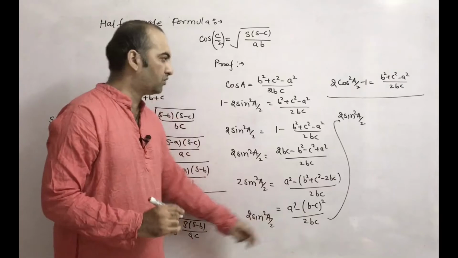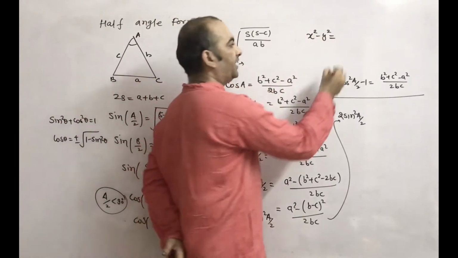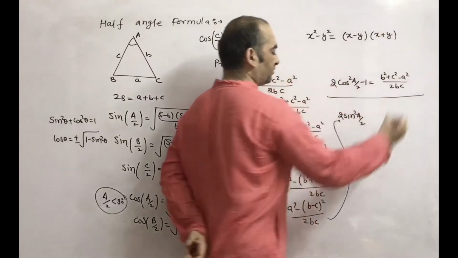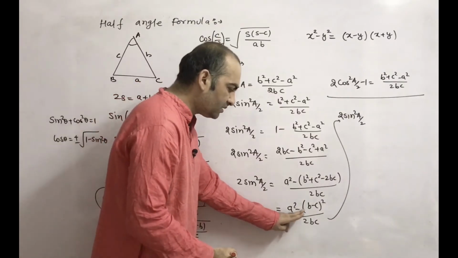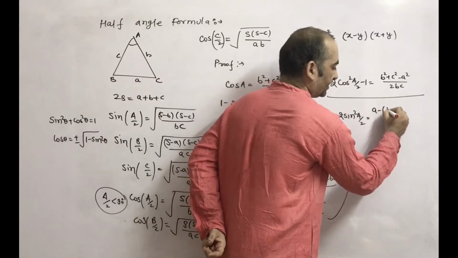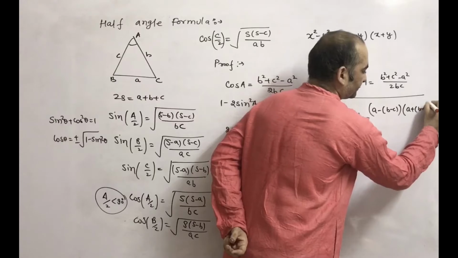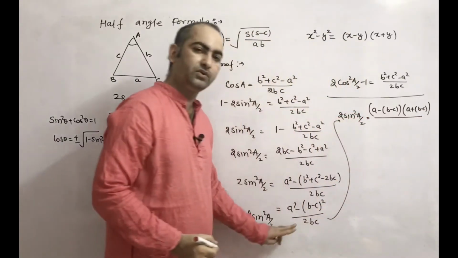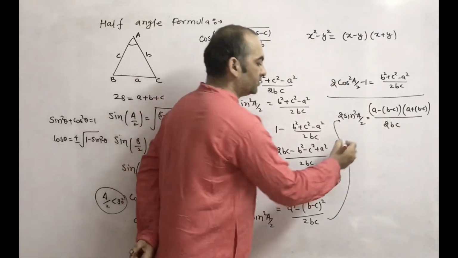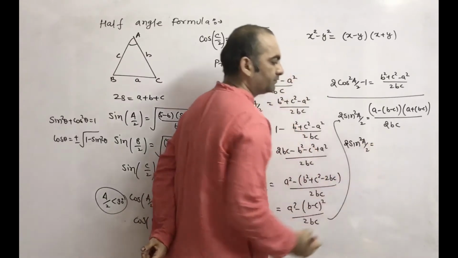Okay, after this one we are writing here 2 sin square A by 2 equal to, here we are using the formula, what is it? x square minus y square, we can write what? x minus y into x plus y. This formula we are using. So a square minus this one we can write what? a minus (b minus c) into a plus (b minus c) divided by 2bc.